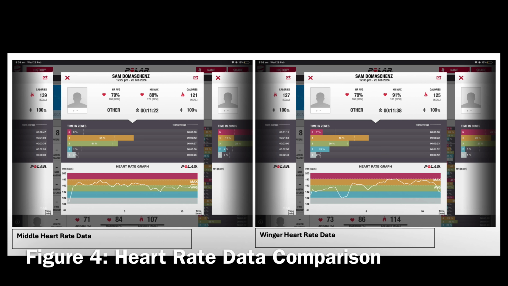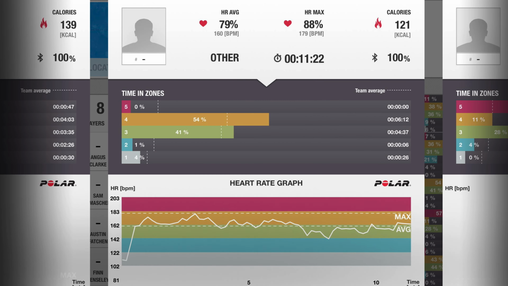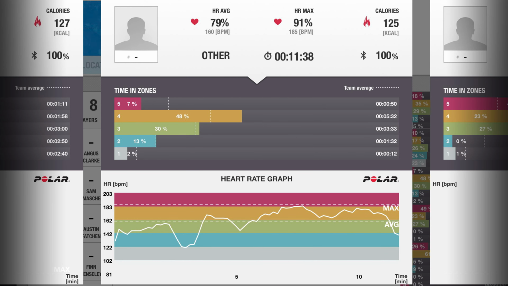The interplay of energy systems is also made apparent when looking at my heart rate data. When playing the middle and winger positions, my heart rate was both at an average of 160 beats per minute plus. However, when playing the middle, it was constant. This was due to the high intensity repeated efforts. While playing the winger position, my heart rate wasn't constant and varied up and down. This is due to the low intensity efforts, as well as the high intensity bursts required when playing the wing position.